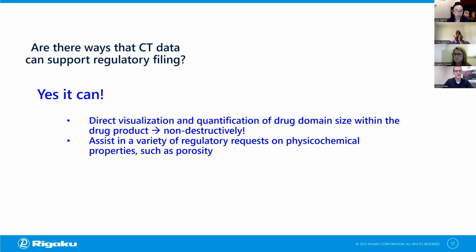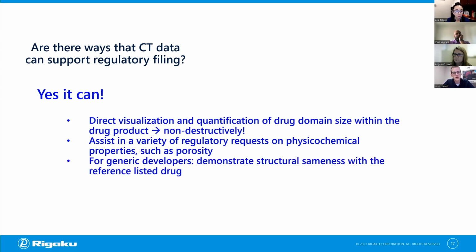And this can be expanded into a variety of other regulatory requests on physical chemical properties, such as porosity, that we may want to evaluate within the final drug product. Again, the ability of CT to do this non-destructively and in 3D really makes it stand out amongst analytical techniques and amongst microscopy techniques as well.